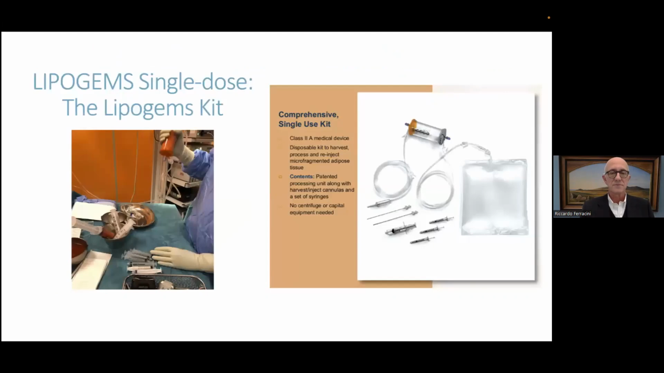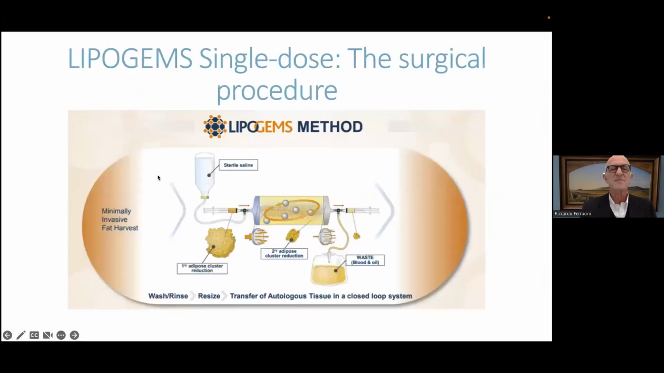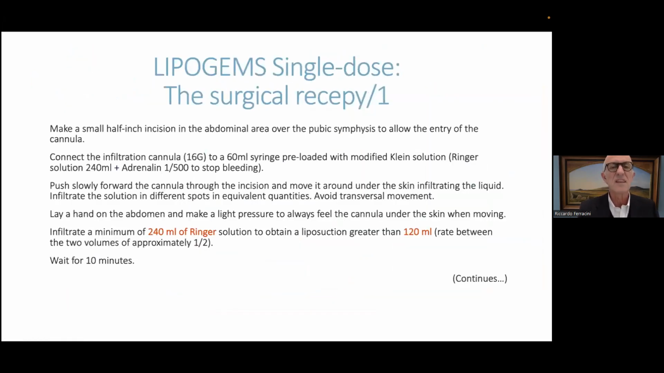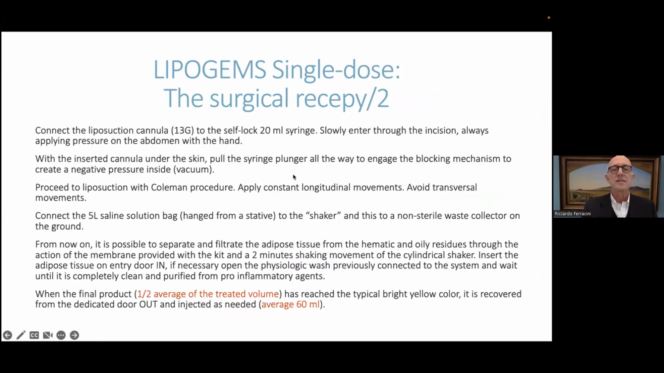The kit you saw, this is someone doing the preparation. This is the kit you saw. There is a nice, easy recipe. What I normally do is infiltrate 240 ml of Ringer together with adrenaline 1 to 500. Then I aspirate 120 ml, half of it, and then I put that into my Lipogem extraction kit, and I obtain an average of 60 ml.